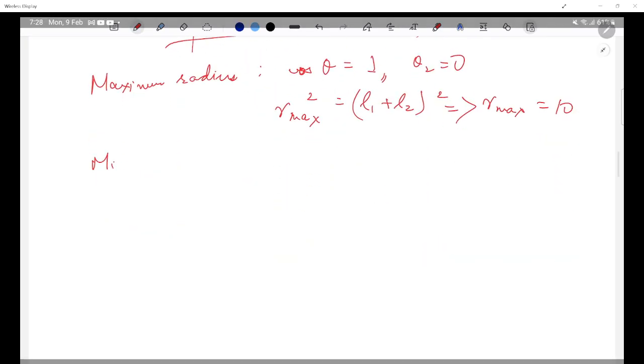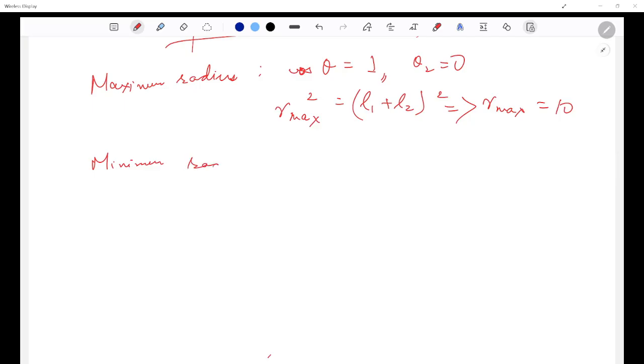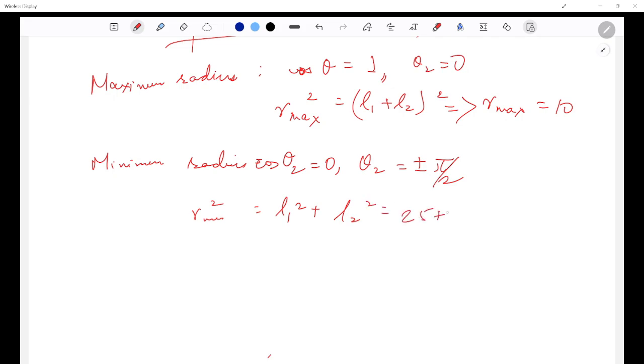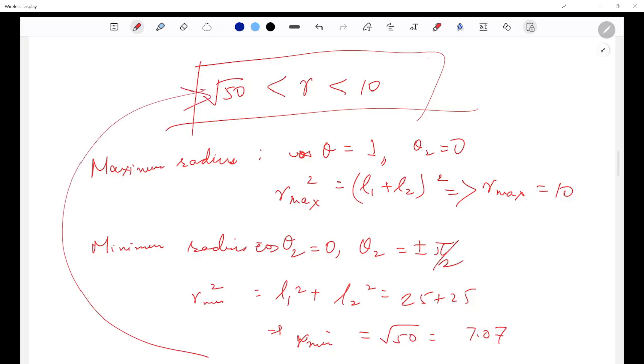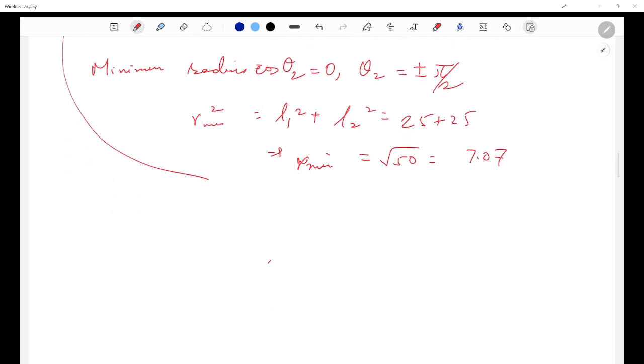For minimum radius, we just have to have cos theta 2 equal to 0. That means theta 2 is plus minus pi by 2, and then R min square is equal to L1 square plus L2 square, which is 25 plus 25. So from here, R min is equal to root 50, which is 7.07. So we come to the conclusion that R should lie between these values. So it proves that it is ring-like, the crescent shape and so on.